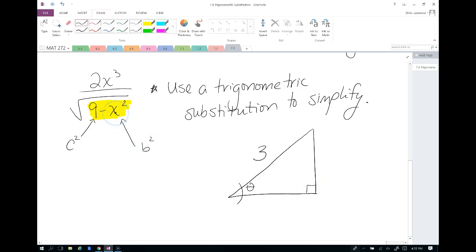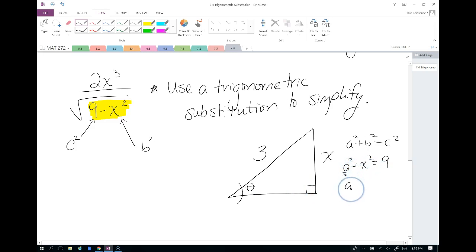And then if b squared is x squared, that means b is x. And then you can use the Pythagorean theorem to figure out an expression for the missing side. We know that a squared plus b squared equals c squared. We have replaced b with x, and we have replaced c with 3. So if I want to come up with an expression for my second leg there, I'm going to have to solve this equation for a.